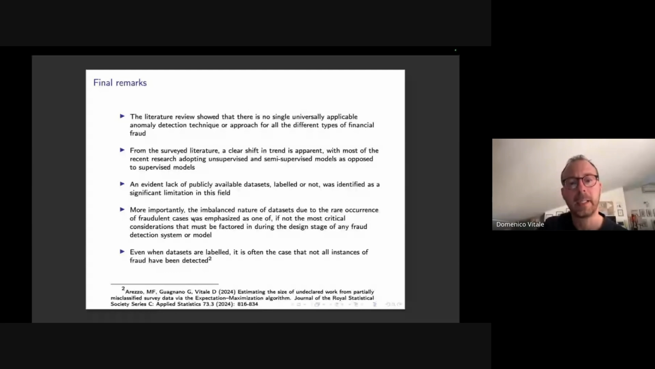And more important, the imbalanced nature of datasets due to the rare occurrence of fraudulent cases was emphasized as one of, if not the most, critical points during the design stage of any fraud detection system or model. In addition, even when datasets are labeled, it is often the case that not all instances of fraud have been detected. So the problem of having a labeled or unlabeled dataset is irrelevant if we consider that the labeled data could be misclassified. So this is just a presentation of the literature results.